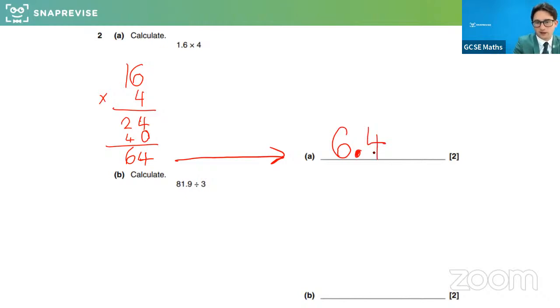Hopefully we agree with that. And then this one here, yeah, so we might want to treat it as 819 divided by 30. Yeah, very good. So 819 divided by 30. That's absolutely fine. You can do it that way. Very good.